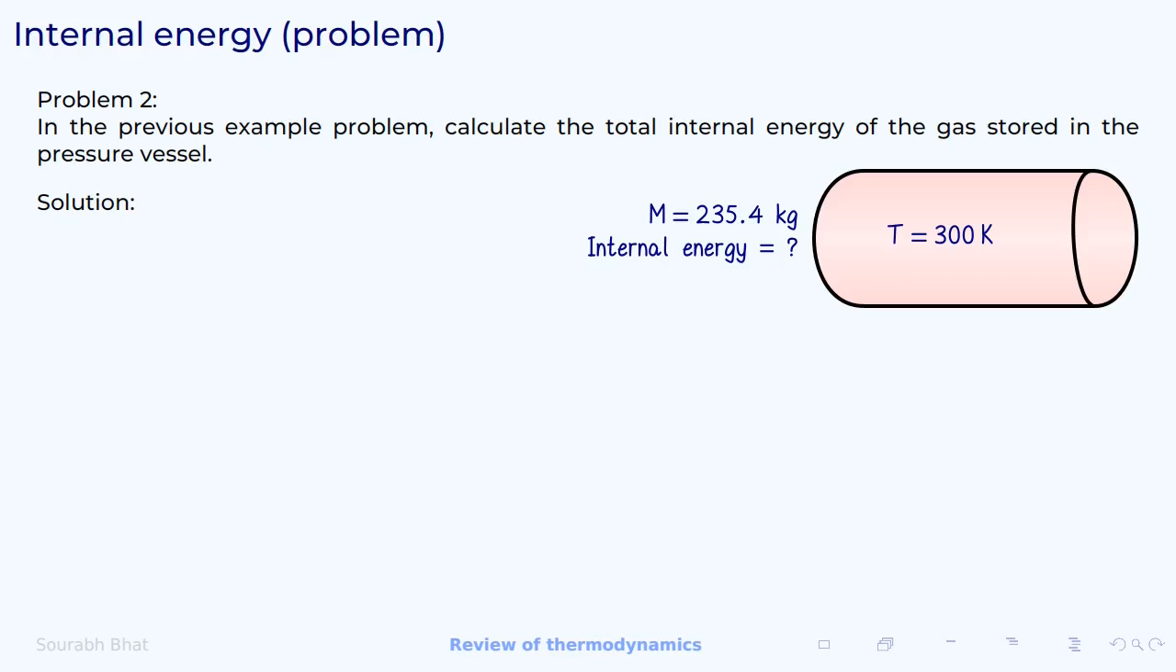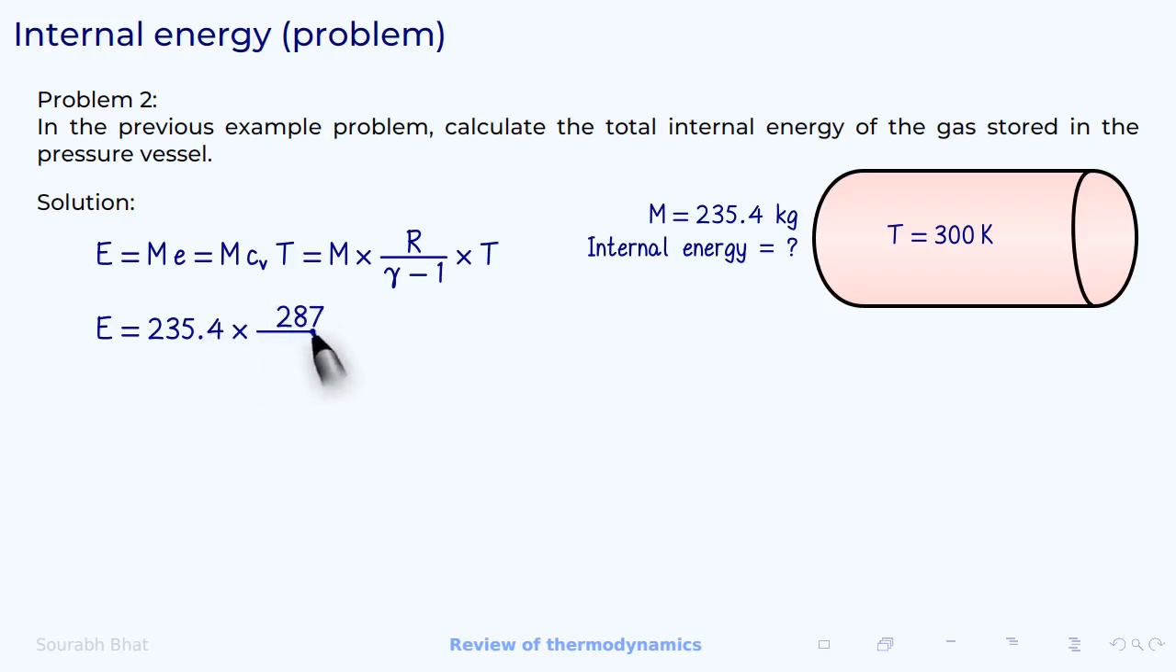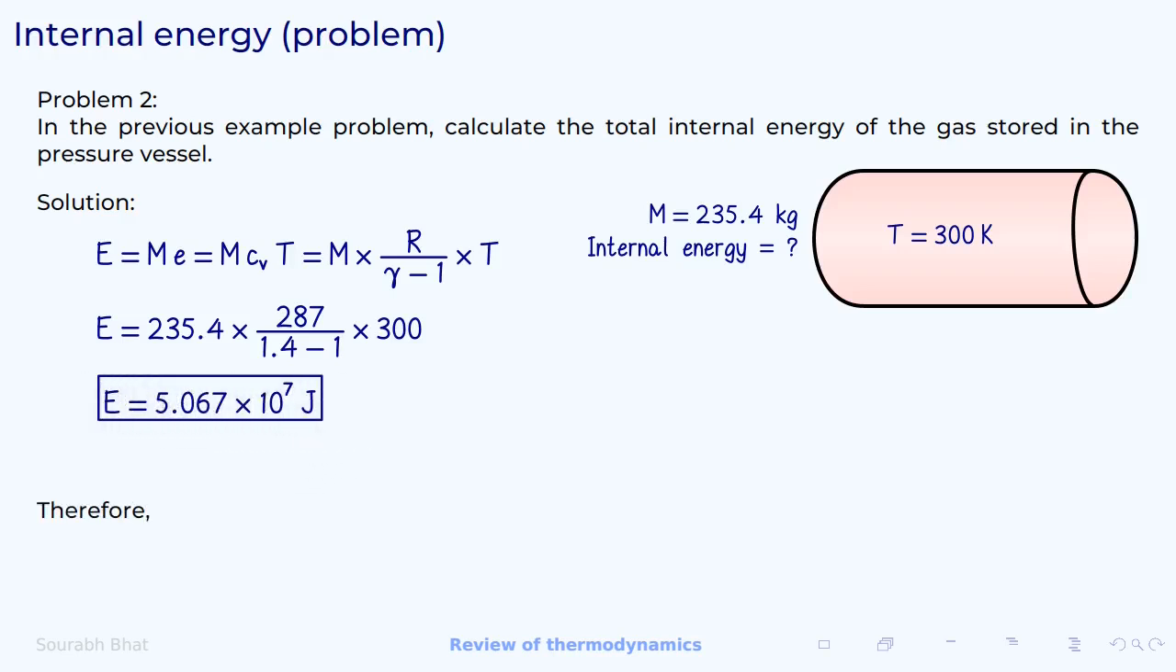We can compute the total internal energy as mass times specific internal energy. For a perfect gas, we can replace E by CvT and use the relation for Cv to write in terms of gamma and R. Now we can substitute the values for mass, properties of air and temperature to get the total internal energy of 5.067 times 10 to the power 7 joules. So the pressure vessel has an internal energy of about 51 megajoules.